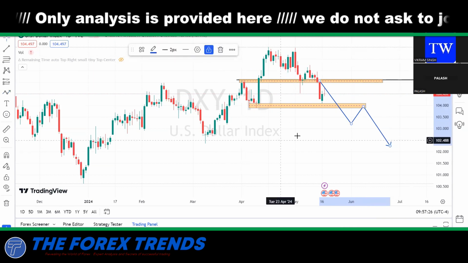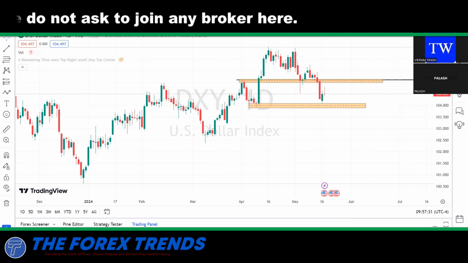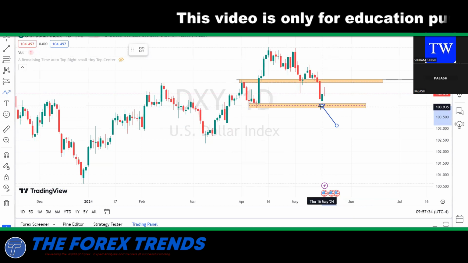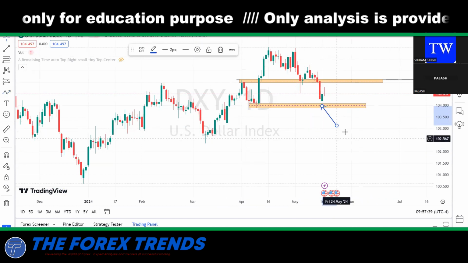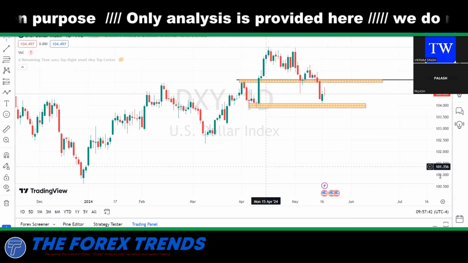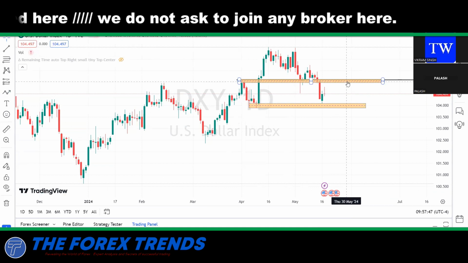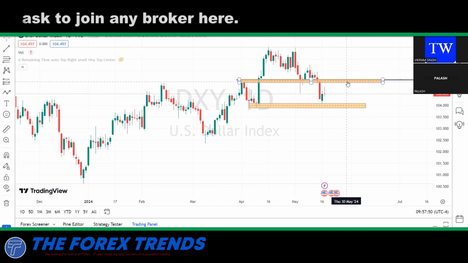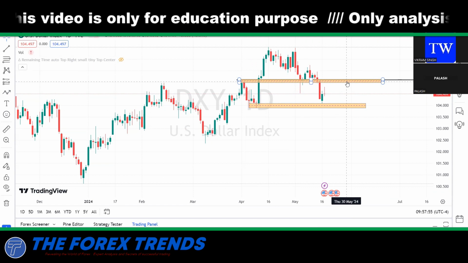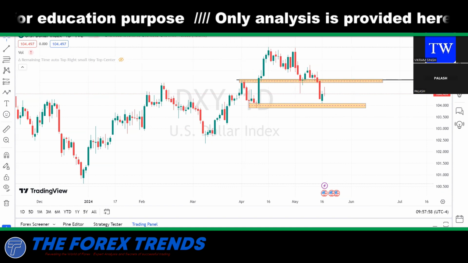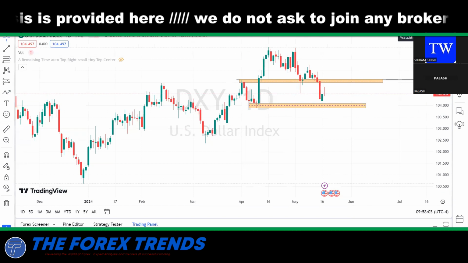Because, as I told, this is the last support of DXY. As per the structure of DXY, we are bullish on DXY, and hopefully the price will go up to this level. If we correlate with GBPUSD, that means GBPUSD may show some selling. Let me show you the GBPUSD chart. This is all the analysis of DXY.